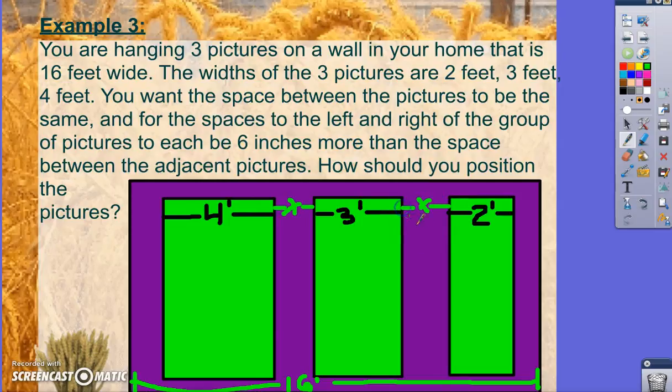And you know, actually, this is a really practical application because even in my house, when I hang pictures, I sort of want them to be symmetric to the eye, right? So it's a pretty believable problem. At the end, it says, though, we want it 6 inches more. So we're going to write x plus 0.5 on each.